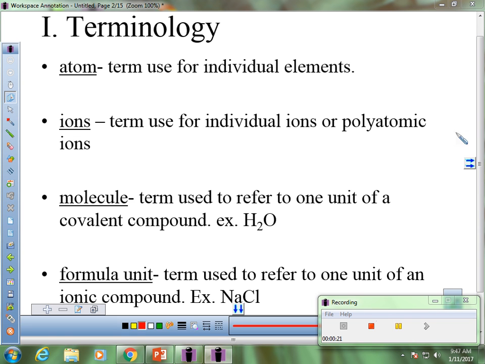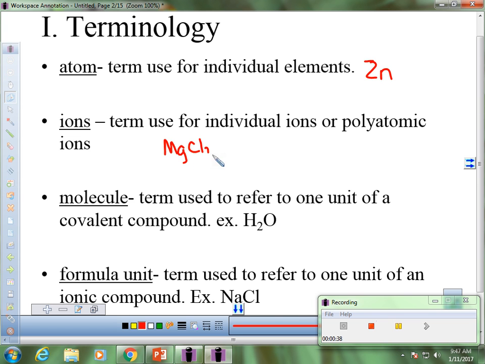The word atom is when we're talking about a single element. So if we had zinc, zinc would be called an atom. The word ion is when it's part of a compound, such as magnesium chloride would have magnesium ions and chlorine ions in it. The word molecule, the one with C, is for covalent compounds, and those are two nonmetals. So if we have a nonmetal, then that's going to be a covalent compound, and we refer to that as a molecule. So water has hydrogen and oxygen, both nonmetals, so therefore this is called a water molecule.